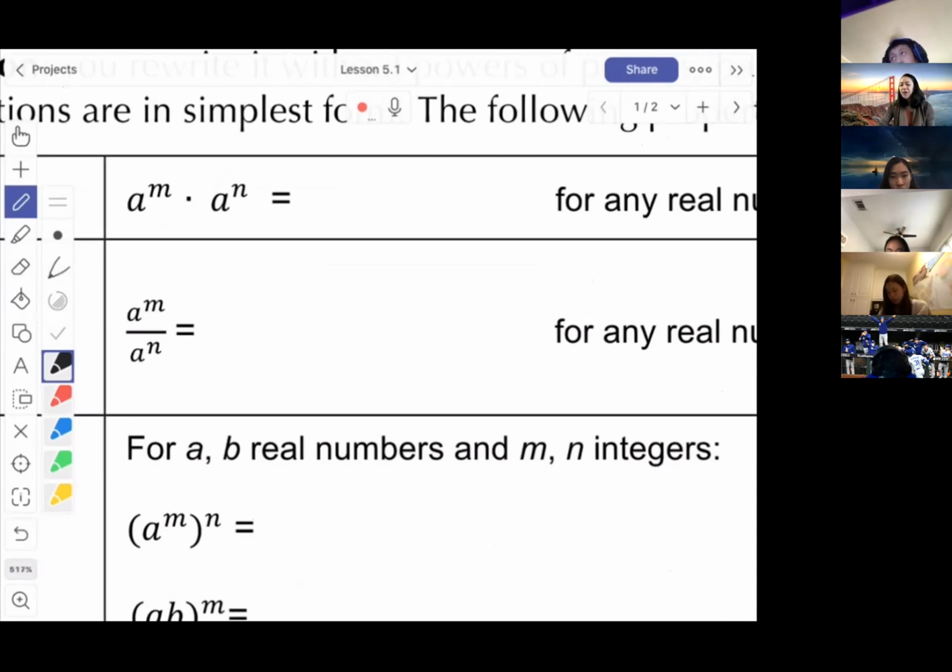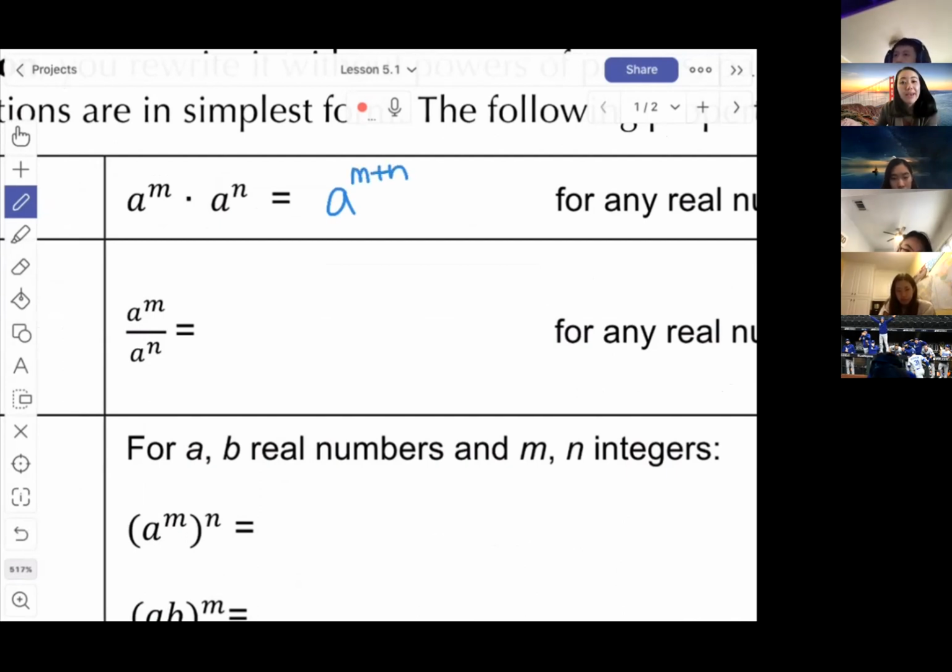Okay, so a to the m times a to the n. Does anyone know what you're supposed to do with those exponents if you multiply? Add. Yes, thank you Gio. Yeah, so you add those exponents. So you keep the same base, and then you add the exponents together. Perfect.